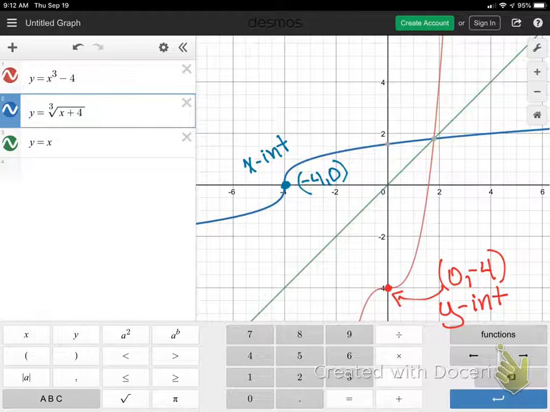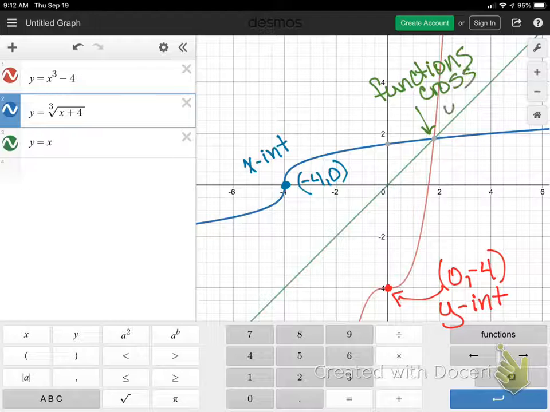You can see that identity line right there, y equals x. Where do the two functions cross? Where does the blue and the red cross? Good. And what line is it on? Good. Okay, your functions will always cross on the identity line. Sometimes the two functions will cross in more than one spot.